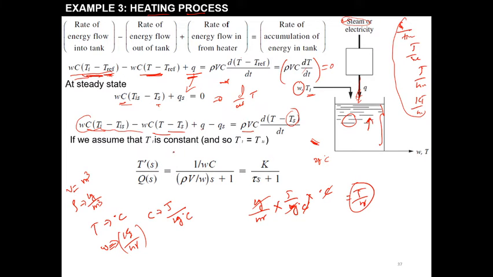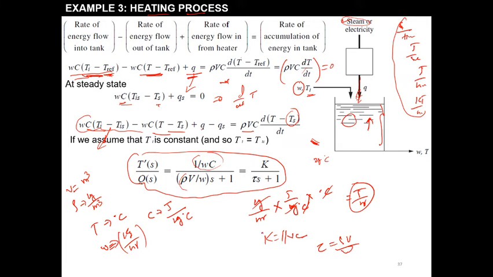Okay, take the Laplace transform. Define the deviation variables Ti minus Ts and T minus Ts. Then take the Laplace transform and the transfer function will come as K upon tau s plus 1, where K is equal to 1 upon WC and tau is equal to rho V upon W. This is the standard transfer function of a first order system.